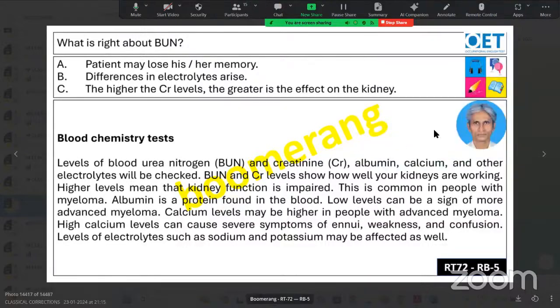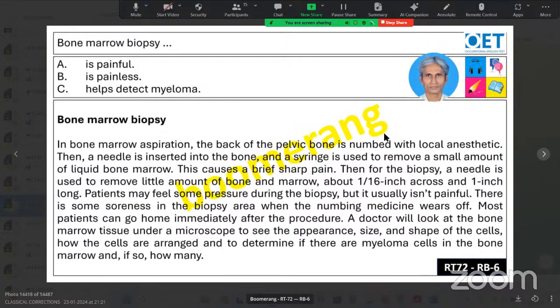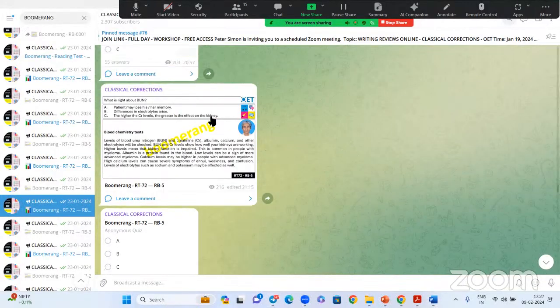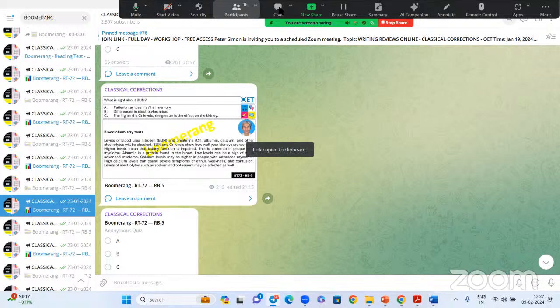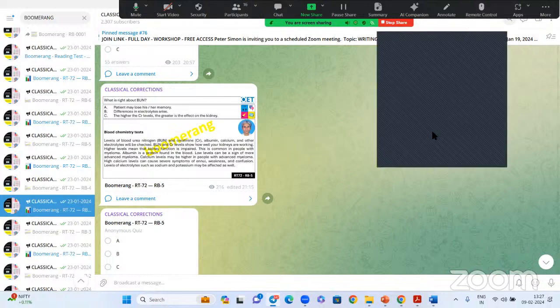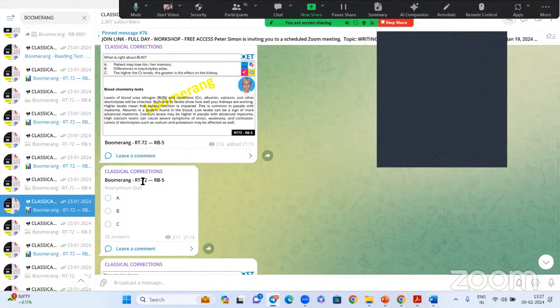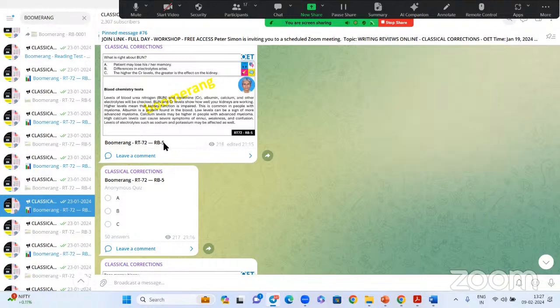Yeah, now let us check the answer. So now here, this is the question. What is right about bun? Now copy, post a link, and I am posting the link here. Now what you do is you click on that one and it will come here, and below that one ABC is there. RT72 RB5. Okay. So there you will click below this one, ABC options are there. You click on that one and you'll get the answer.